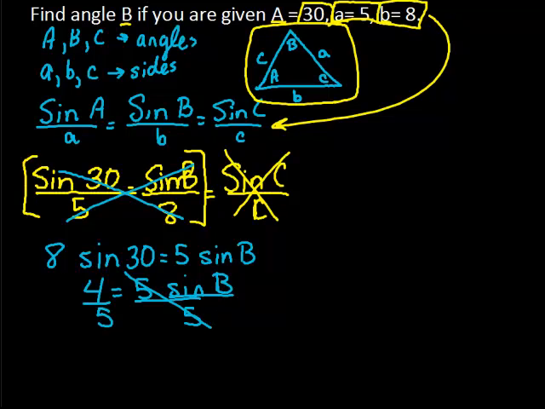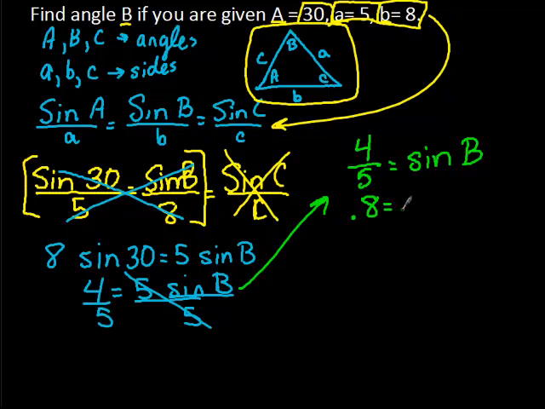So we'll rewrite this over here on the side where we have some more space. 4 over 5 equals the sine of B. When we go through and do this, we need to find out what capital B is. So we simplify this 4 over 5. We turn it into a decimal so we can actually use it. 4 divided by 5 is the same as 0.8. So we have 0.8 equals the sine of capital B.